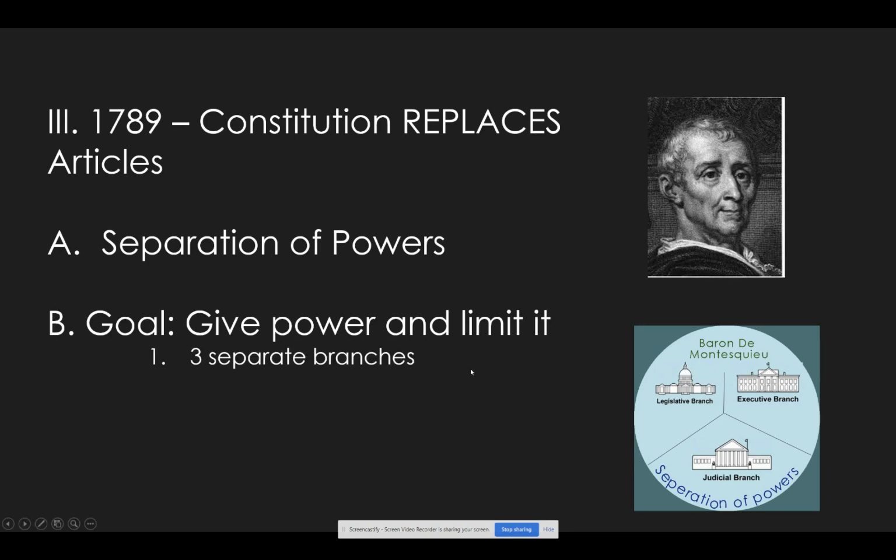And so we created 3 separate branches of government. You have the legislative branch, who makes laws, the executive branch, who enforces the laws, and you have the judicial branch. Those are the judges and the court system that judges the laws. This allows us to separate our power and not have an oppressive government, but still have a government that can get things done.